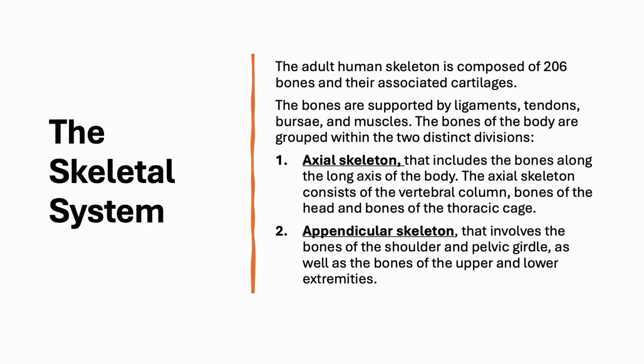The skeletal system of an adult human consists of 206 bones and the associated cartilages. The bones are supported by ligaments, tendons, bursae, and muscles. So the bones are divided into two distinctions.